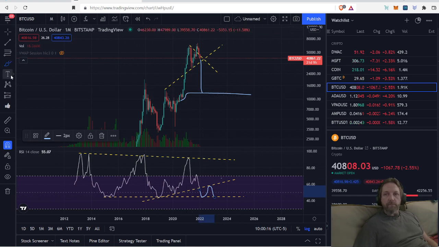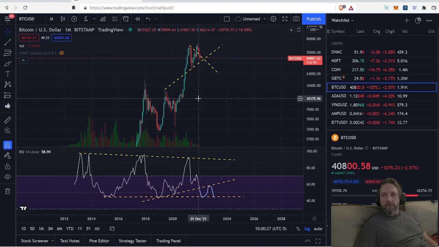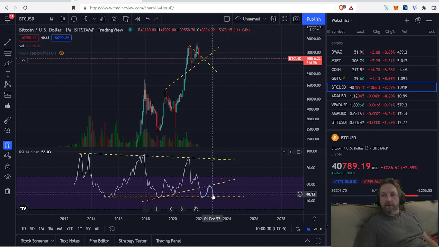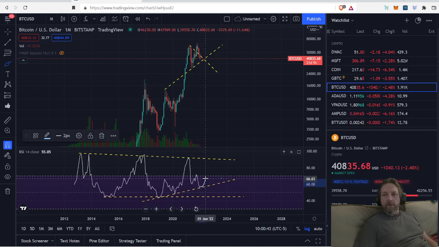So this is what we're looking at. We're looking at a breakdown back into that 10, 11, 12 region. This is the move that you don't want to be stuck in, because once the selling starts, you know. Now, if we can get a turnaround right here, then the target again is going to be right here in the relative strength.